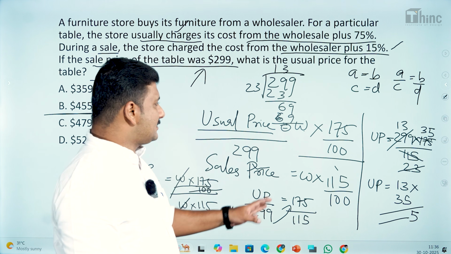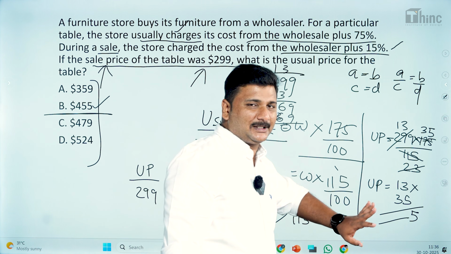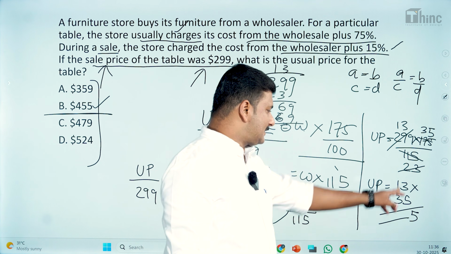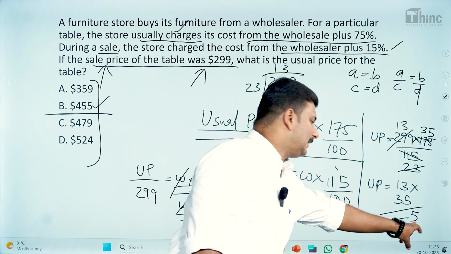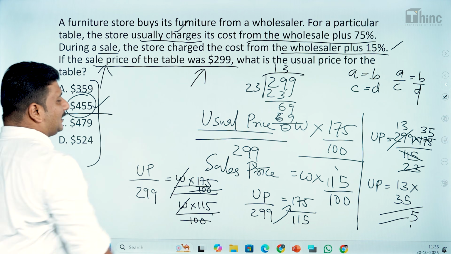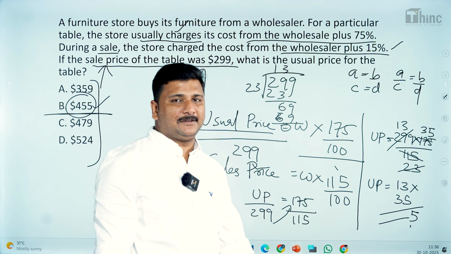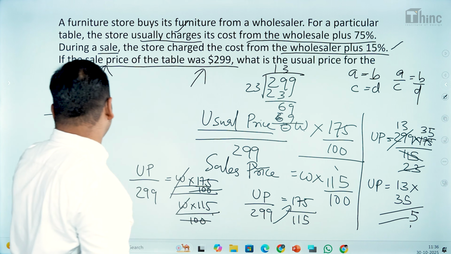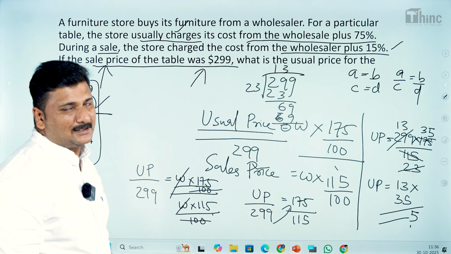So usual price is 13 into 35 for sure. And when you do 13 into 35, the last digit will be 3 into 5, 15. So 5 will be the last digit, right? There is only one option ending with 5. So there is no need of doing the entire multiplication. Only one option ends with 5. So B will be the correct answer.